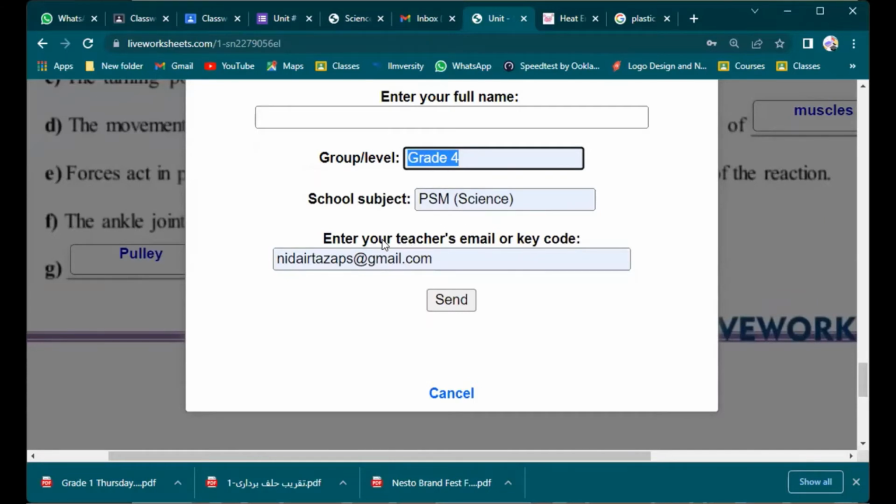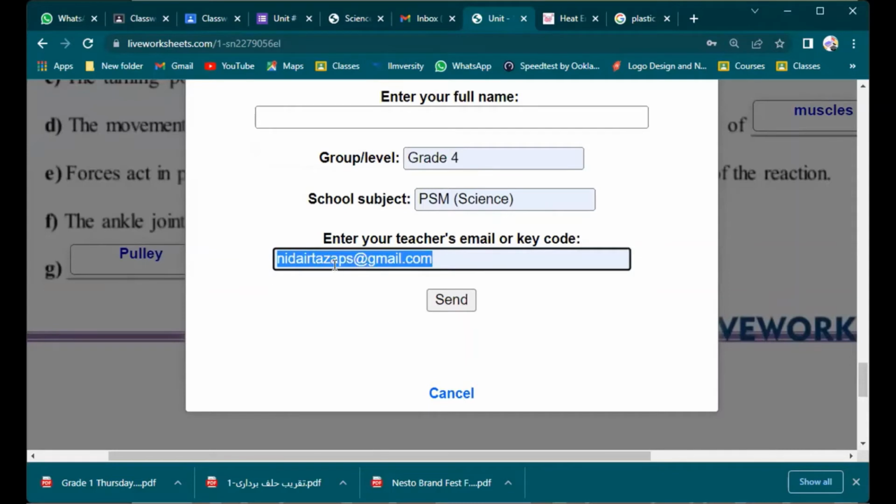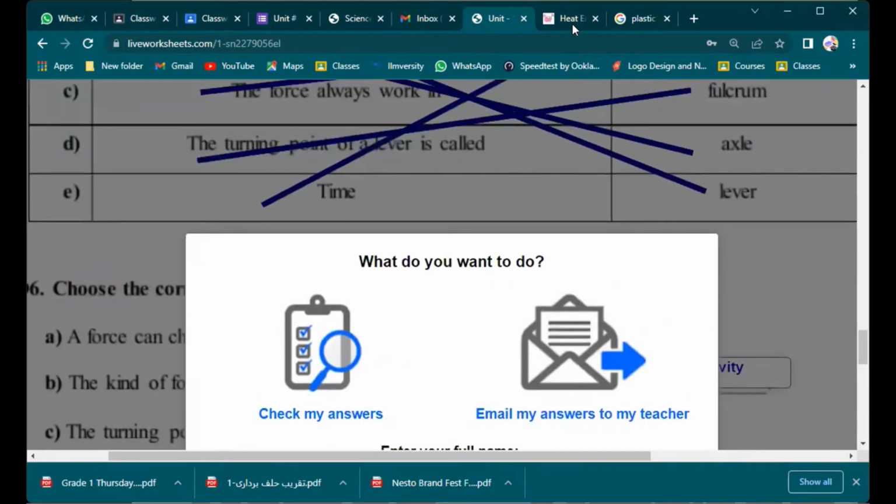And you have to write your teacher's email ID. That is ps@gmail.com. There is no space and gaps between the name. After that, you can send me. So come back to my screen.